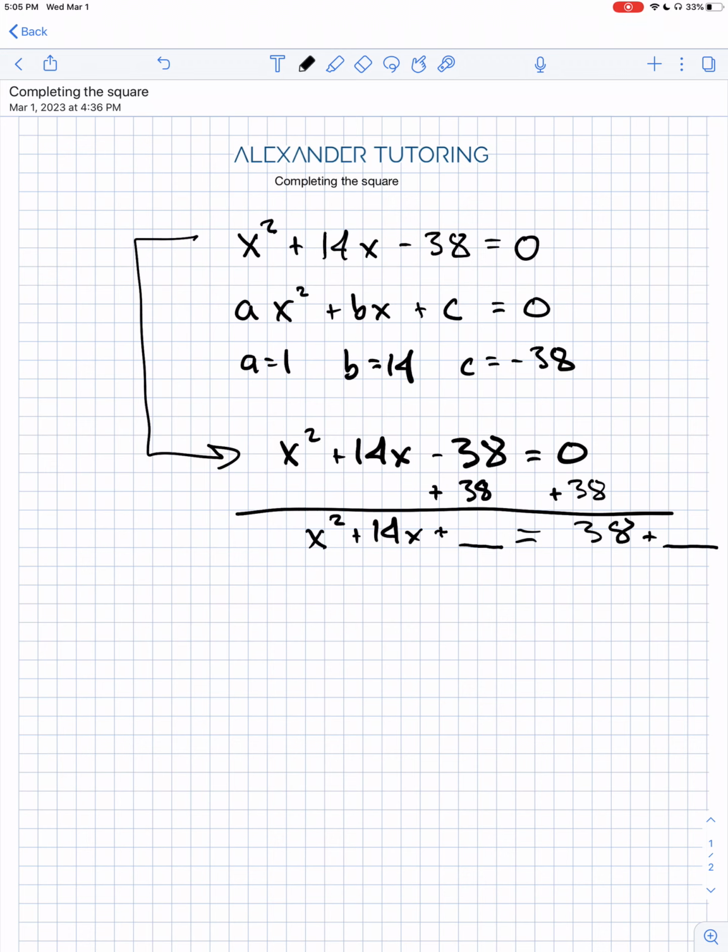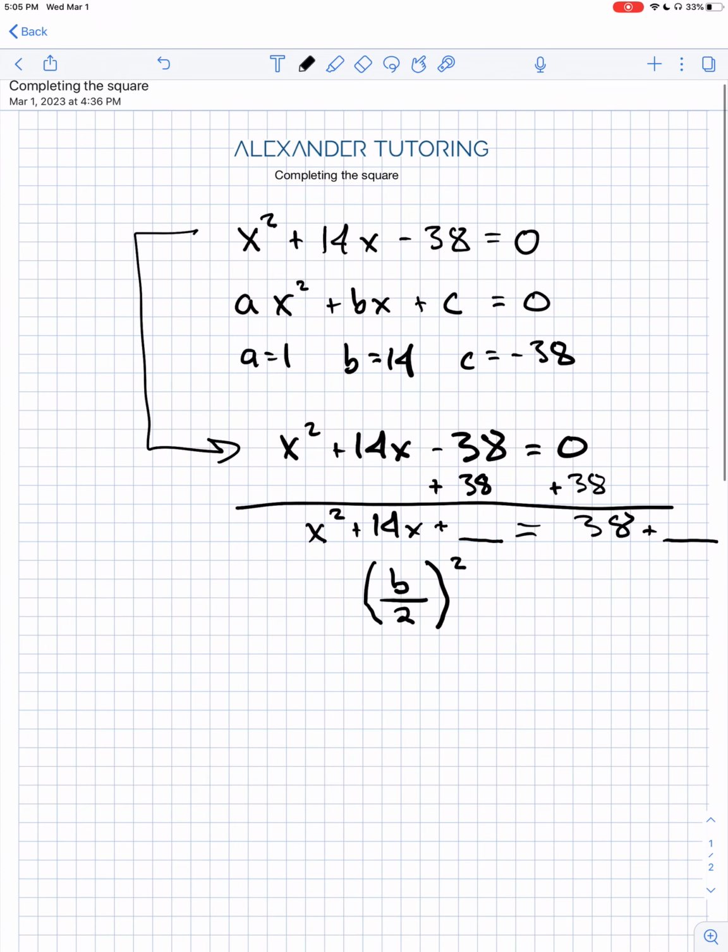And the way we find that is we take the b term, we divide it by 2, and we square it. I'll explain why we do that in a second. For now, just take my word for it, but I promise I'll explain where this comes from. So as we know, b is 14 in this case. So for us, we have 14 over 2 squared equals 7 squared equals 49. Okay, so in theory, 49 is the number that we can add to both sides that will give us a perfect square. Let's try it.